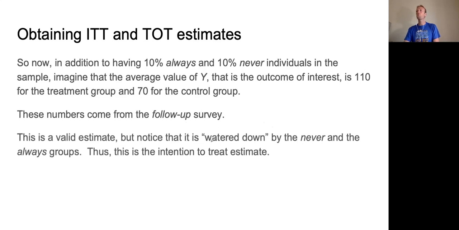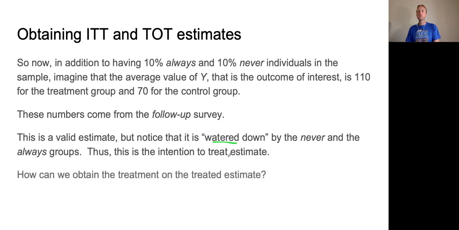But notice that it's watered down, like I talked about before, right? It's watered down by the never and the always groups, because those aren't really people that I gave the pill to, or I gave the treatment to, and then they changed their status, right? So this is the intention to treat estimate. This is the estimate that you would give to the government. You say, hey, if I were to roll this out in the entire population, on average, I'm going to increase by 40.